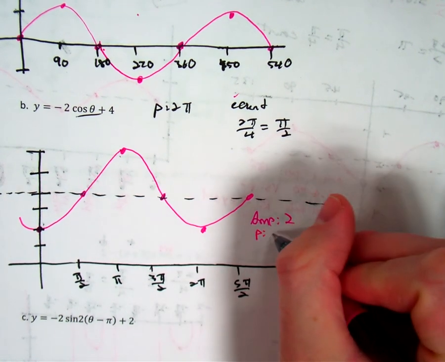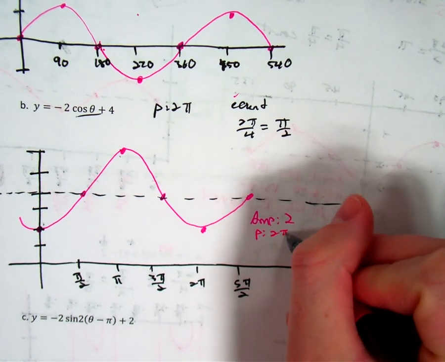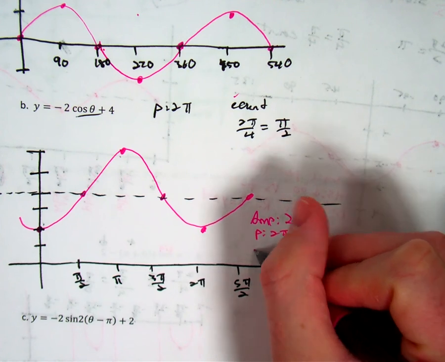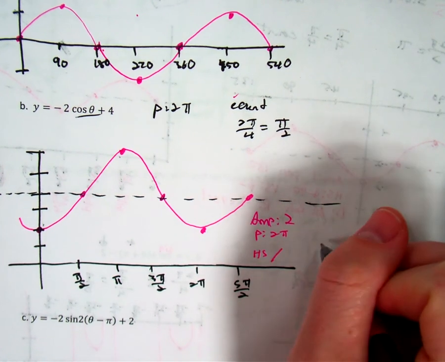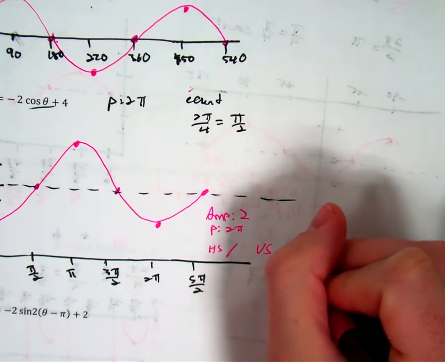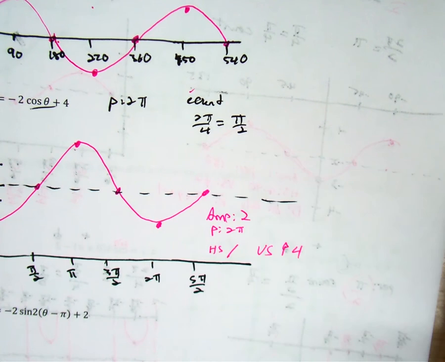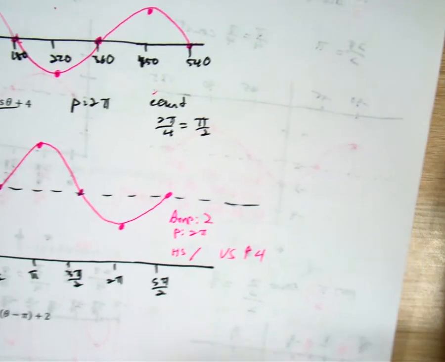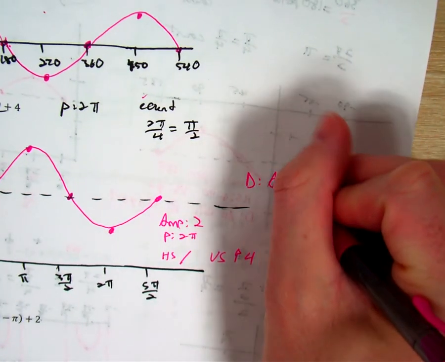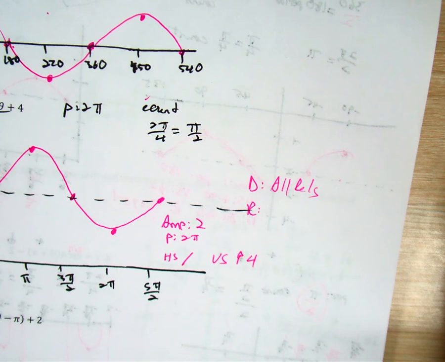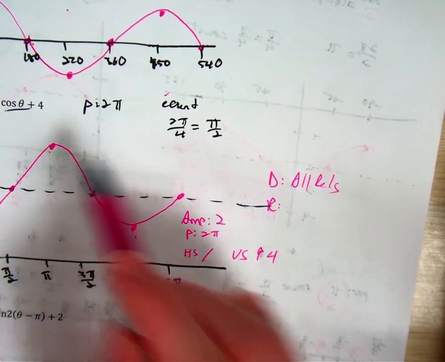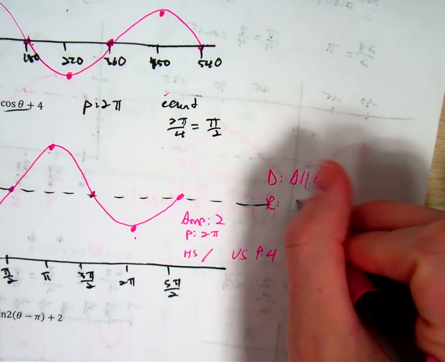And period, we said, was 2 pi. Phase shift or horizontal shift, we didn't have any. Vertical shift, we are up 4. Domain, all reals. And range, we are now between 2 and 6.